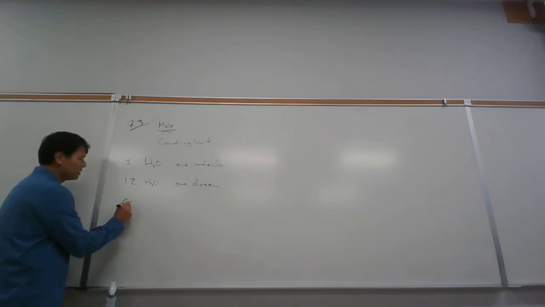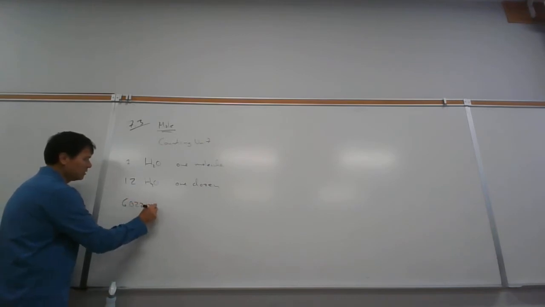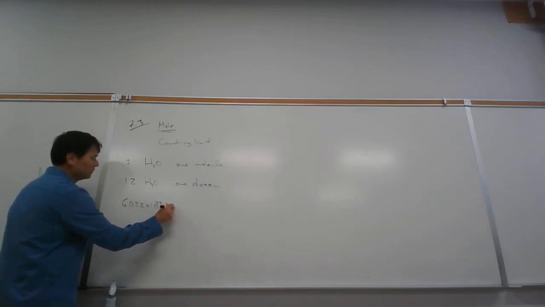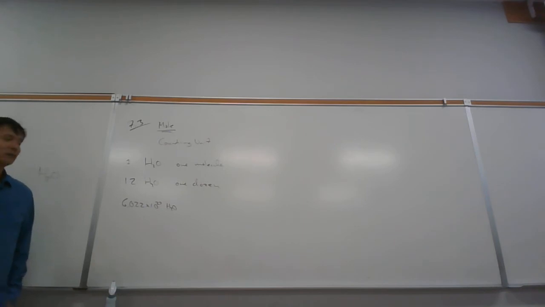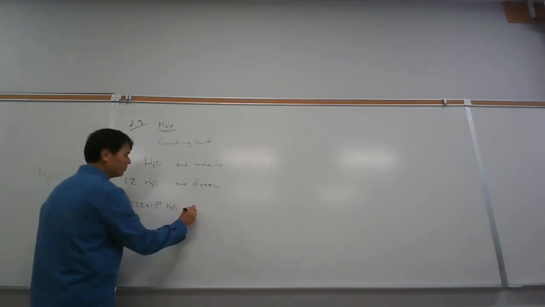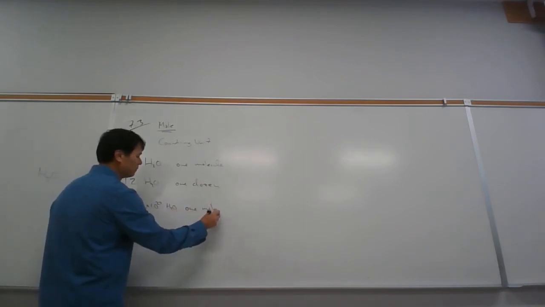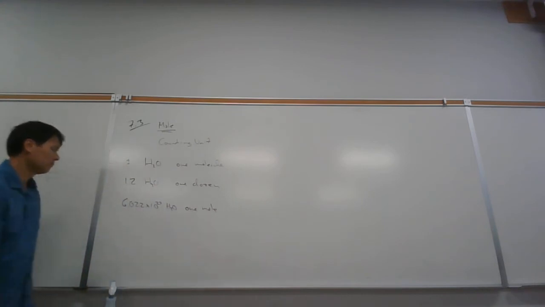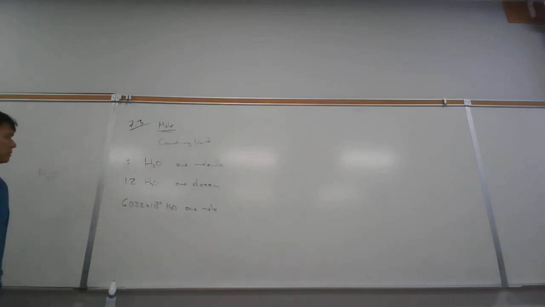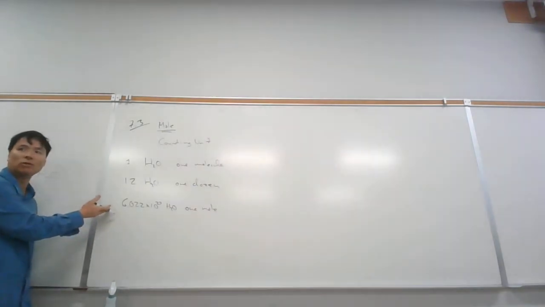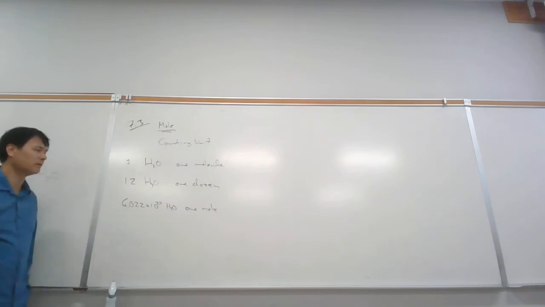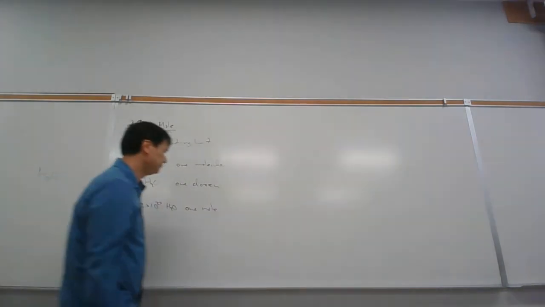But if I had 6.022 times 10 to the 23rd H2O molecules, you know what I call that? I call that 1 mole of water molecules, 1 mole. And so normally when I'm thinking about water, I can have 1 water molecule, I can have a dozen water molecules, or I can have a mole of water molecules. That's typically what I'm thinking.